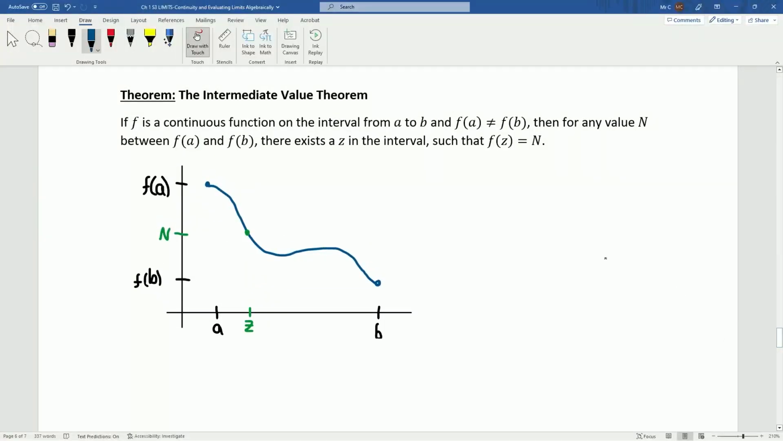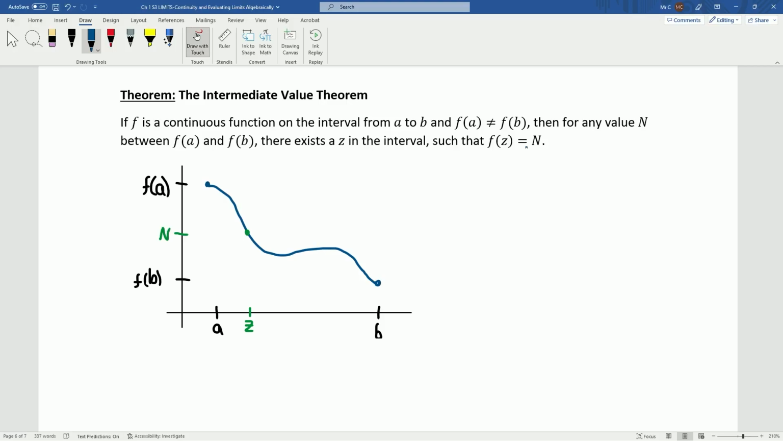All right, let's tackle this next theorem here. So this theorem is actually very hard to prove, but it's very easy to understand, in my opinion. The intermediate value theorem says, if f is a continuous function on the interval from a to b, and f of a is not equal to f of b, then for any value n between f of a and f of b, there exists a z in that interval between a and b, such that f of z equals n.